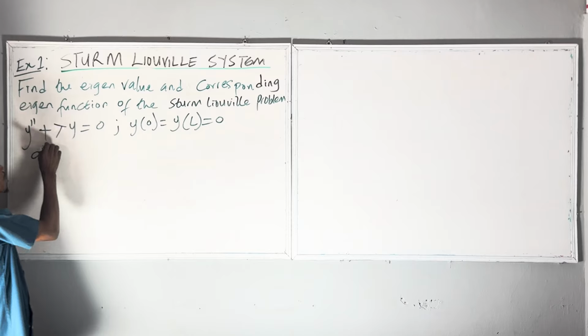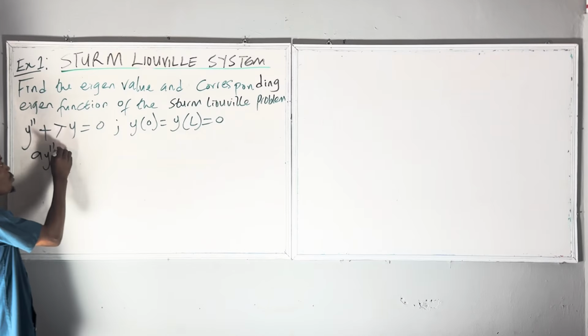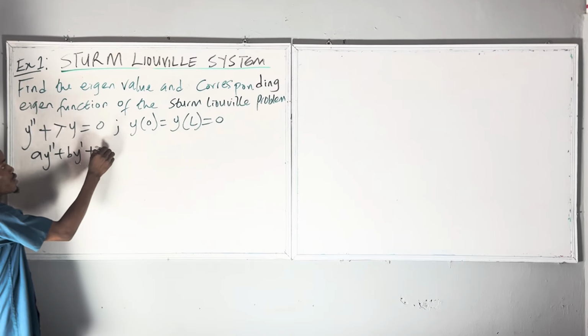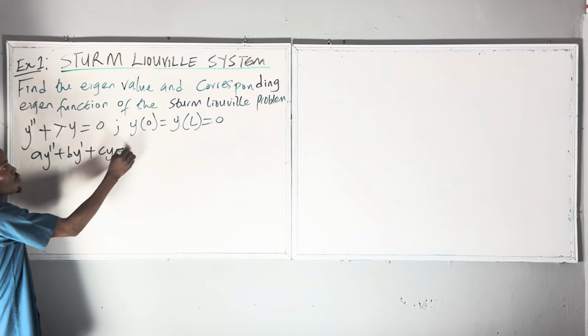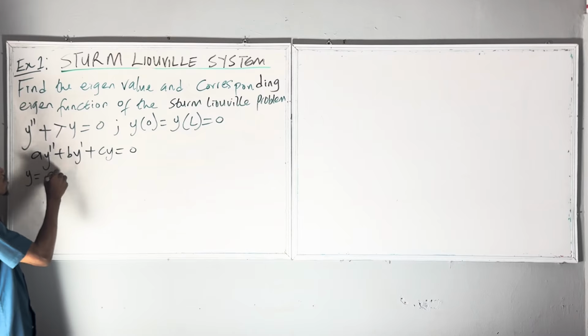whereby we have ay double prime plus by prime plus cy is equal to 0. You can see that this is a second order homogeneous equation. In this case, a is 1, while we don't have the by prime term. We only have y, which is c. So in this equation, we are going to assume that y is exponential mx.